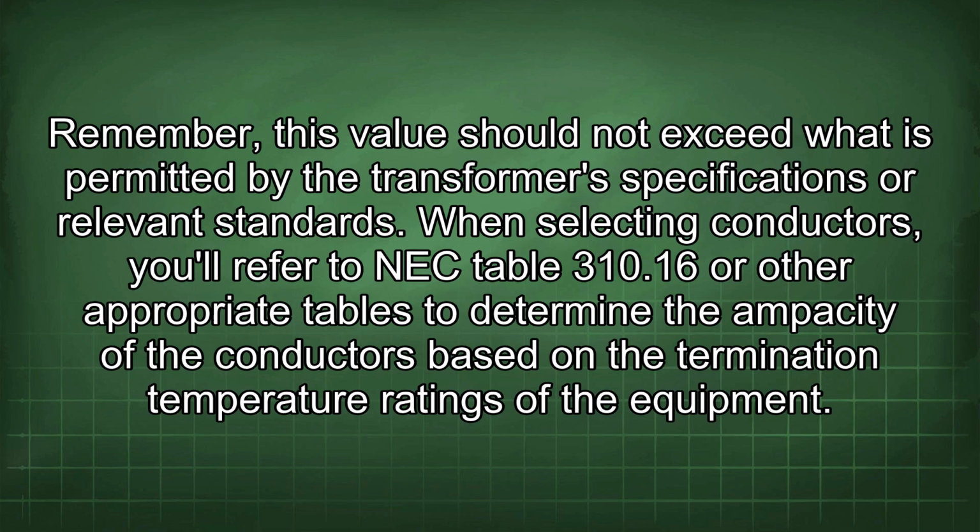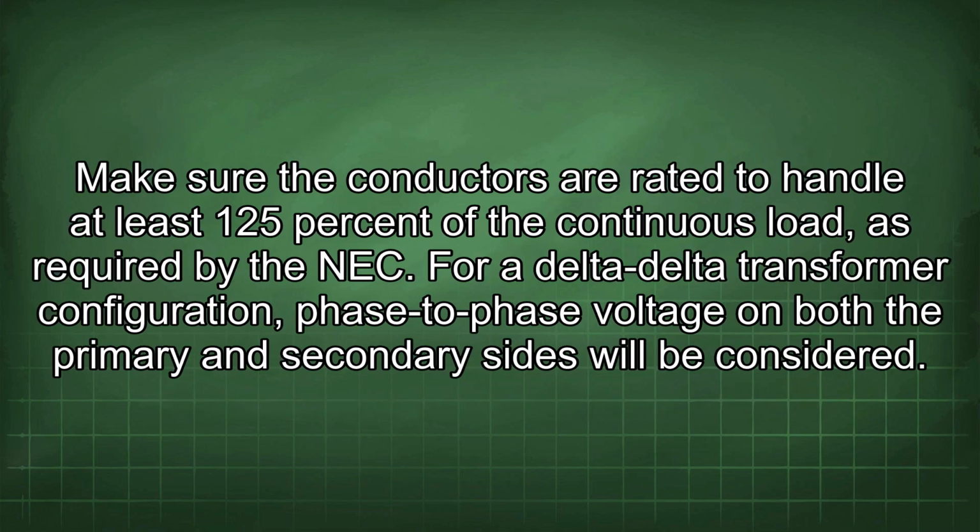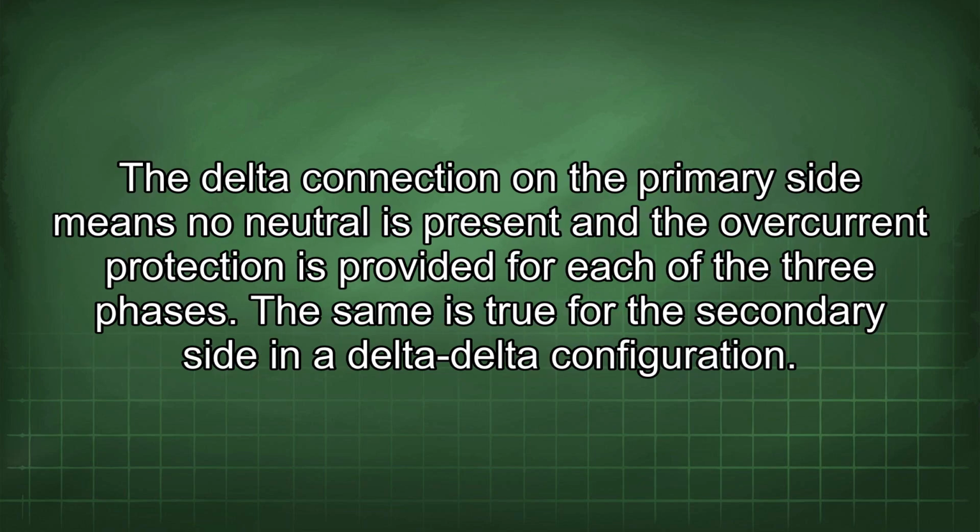When selecting conductors, you'll refer to NEC Table 310.16 or other appropriate tables to determine the ampacity of the conductors based on the termination temperature ratings of the equipment. Make sure the conductors are rated to handle at least 125% of the continuous load as required by the NEC. For a delta-delta transformer configuration, phase-to-phase voltage on both the primary and secondary sides will be considered. The delta connection on the primary side means no neutral is present and the overcurrent protection is provided for each of the three phases. The same is true for the secondary side in a delta-delta configuration.